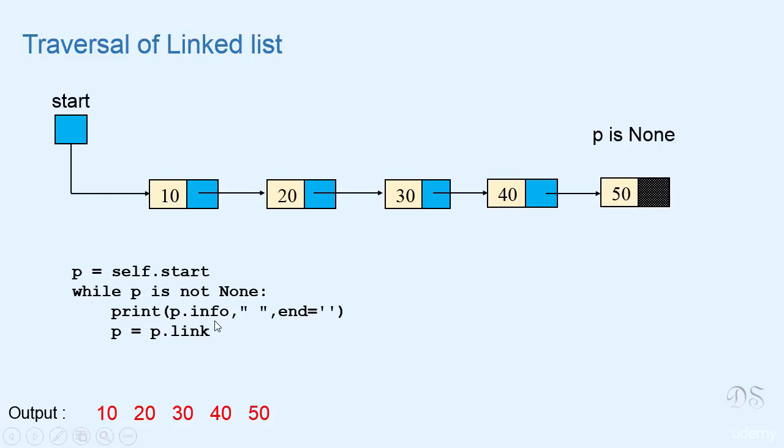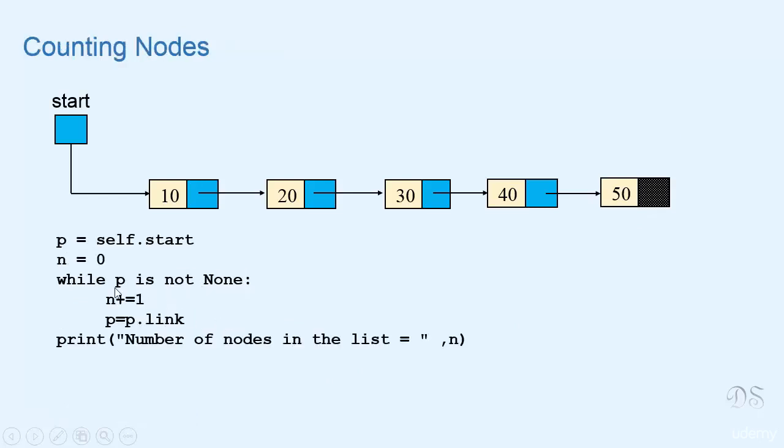So this is how we can traverse a list starting from the first node till the last node. We can use the same loop to count the number of nodes in the list. Here we have taken this variable n and initialized it to 0. And whenever we visit a node, we increment the value of n. So when this loop terminates, the value of n will give us the number of nodes in the list. Similarly, we can use this loop to search for an element in the list. Now let us go to our program and see the methods for displaying a list, counting number of nodes, and searching for an element in the list.